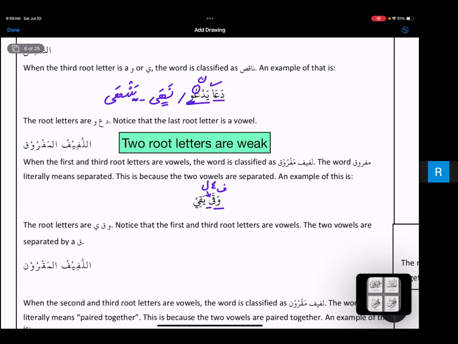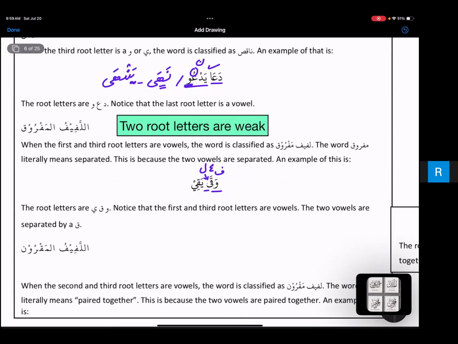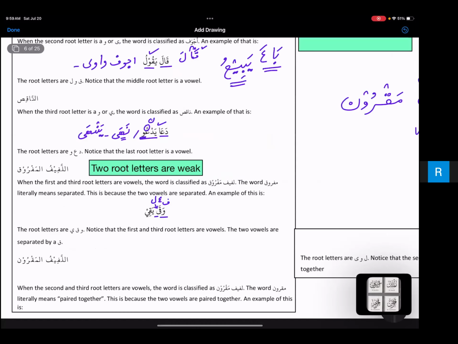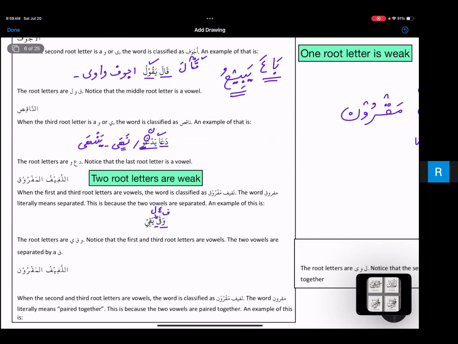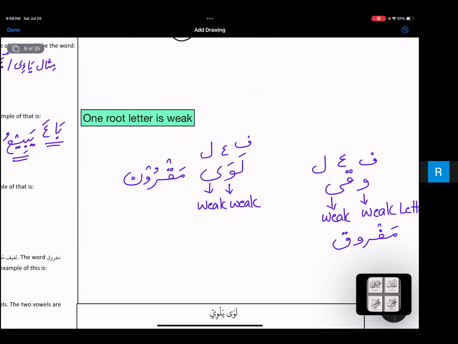And now we need to look at where these two root letters are. Are they side by side, or is there distance between them? If there is distance between them, we're going to call it lafif mafruq. But if they are side by side, like in the example here, lafif maqrun, where is the example? Over here.